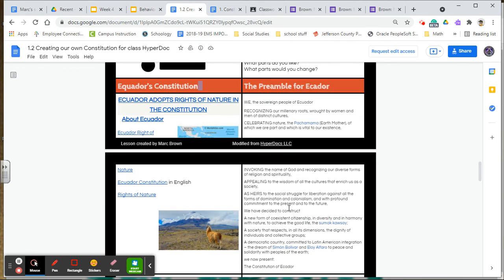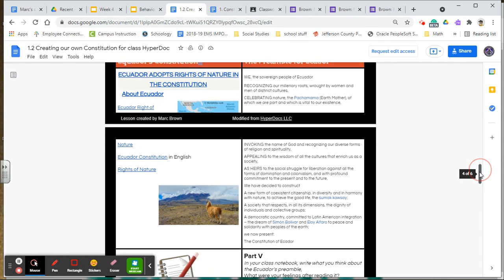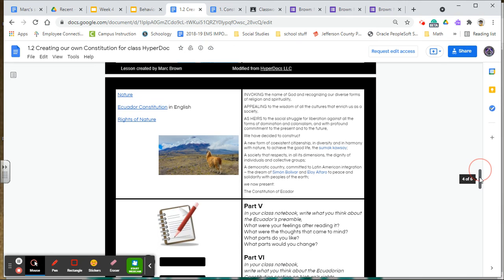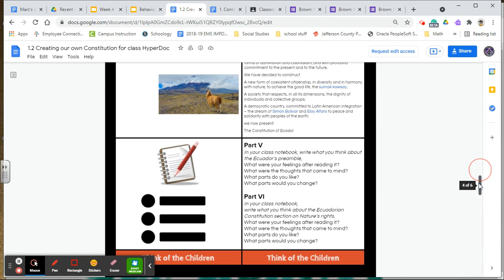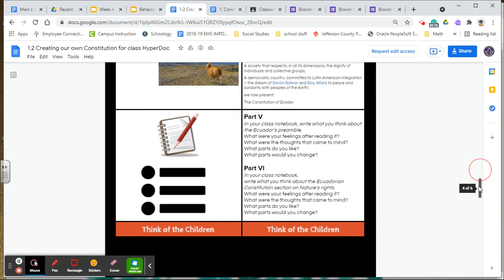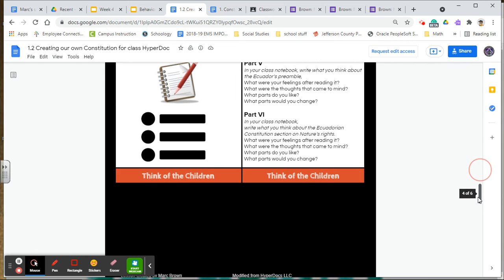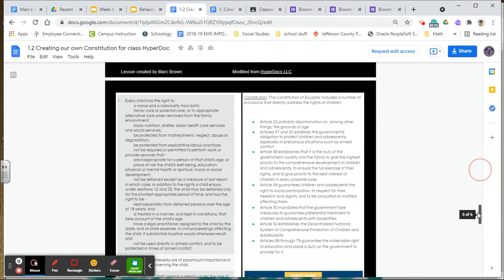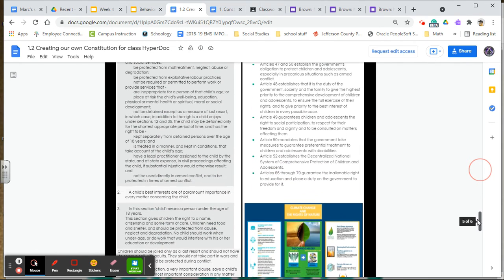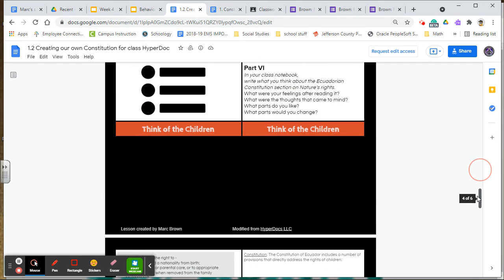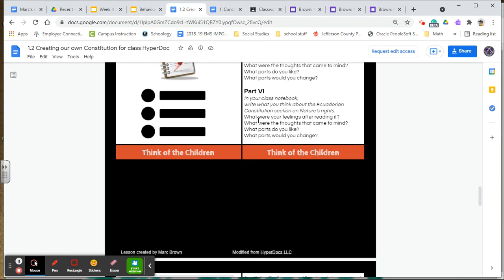And then again, there's some more information. And I put the preamble right here so you can read that one too. Keep in mind, some of the words might look misspelled, but they're not from English. Okay? And then there's questions again to answer in your notebook. Okay, then we have children's rights. So this whole section is rights that children should have.